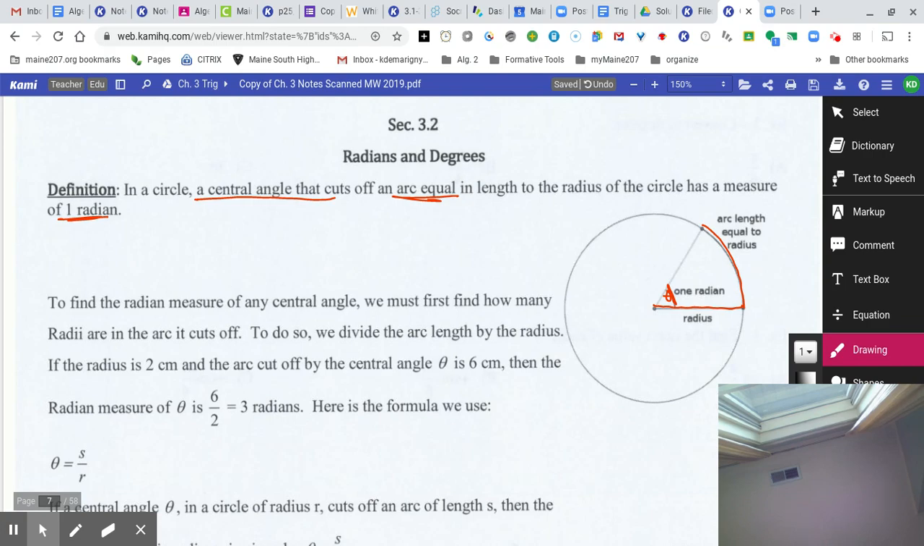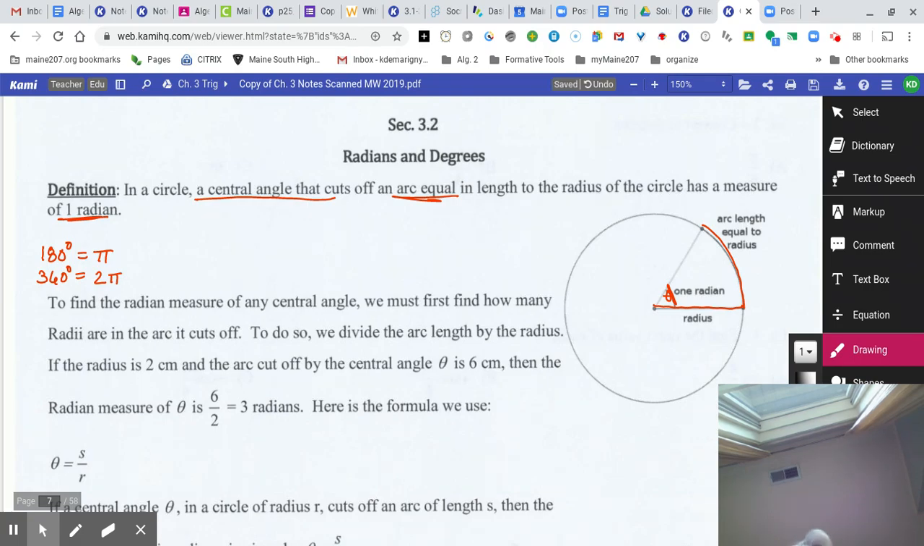180 degrees is 1 pi radian. So 180 degrees is equal to pi radians, and 360 degrees is equal to 2 pi radians.